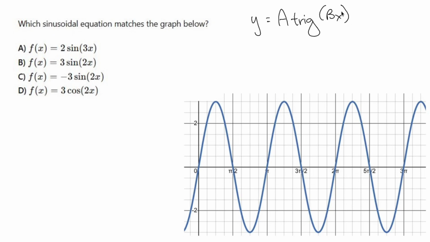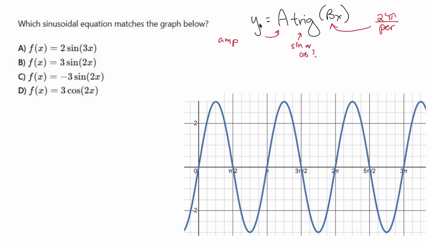Now, in later sections, you will have stuff going on inside and outside the parentheses. That has to do with a vertical or horizontal shift. We're not dealing with that here. We're only caring about three things. Thing number one, what is the amplitude? Thing number two, is it sine or cosine? And thing number three, what is that b? Now, we find that b by doing 2 pi over whatever the period is. Okay, so that's how we're going to figure all three of these things out.